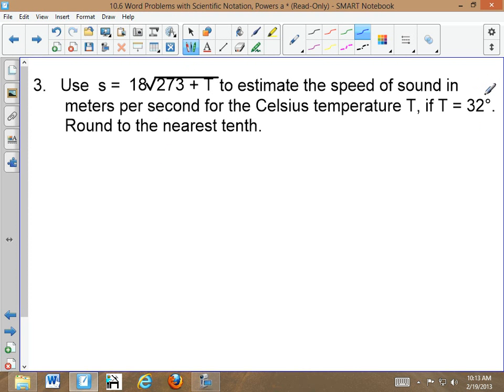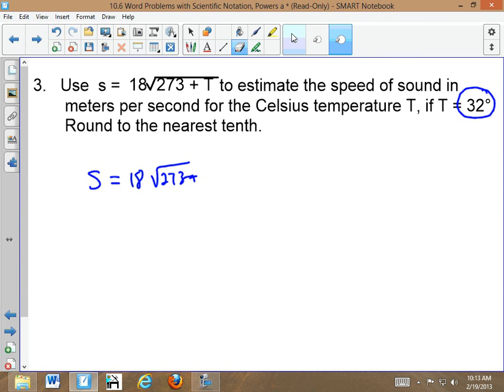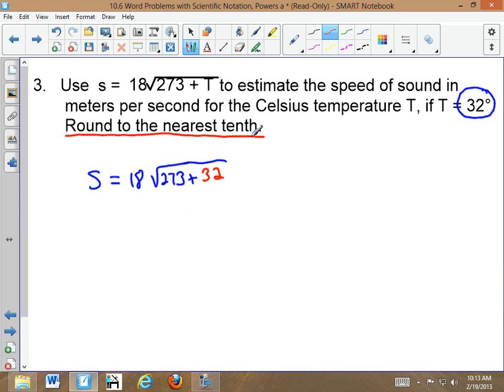Now, here's what we're doing today. What does t equal? So I take my formula, 273 plus, what am I going to put instead of the t? 32. Now, this says right here, round to the nearest tenth.